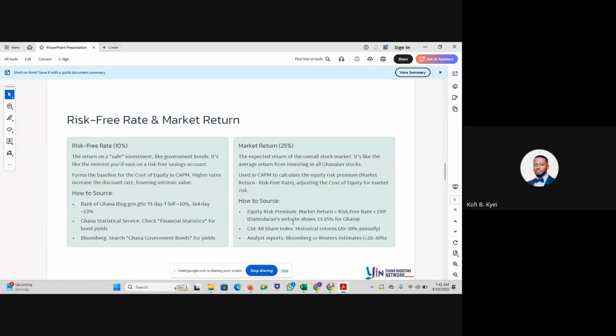Normally, a 10-year bond rate is used because that's for the long term. If there's a 5-year, you can use the 5-year. But I chose to use 10% because the Ghana 10-year bond is around 9.29. Treasury bill rates are just around 10%, and the 182-day, let's say, around 12 thereabouts. So I chose to use 10%.